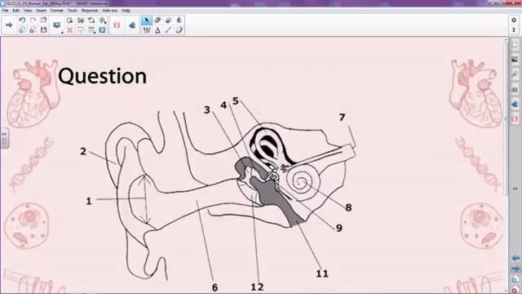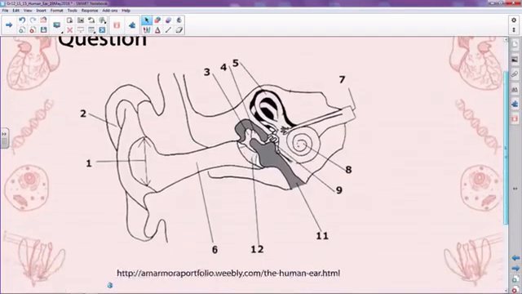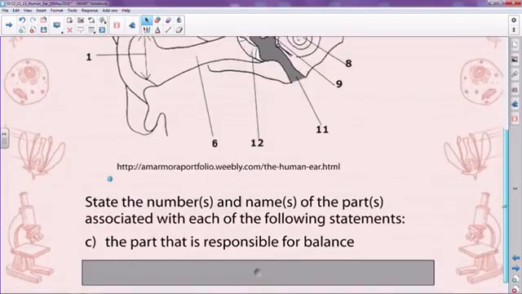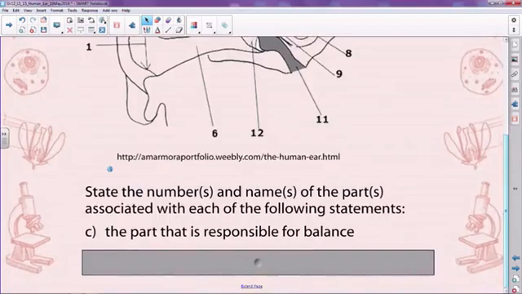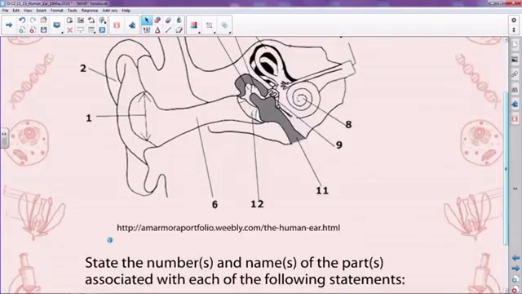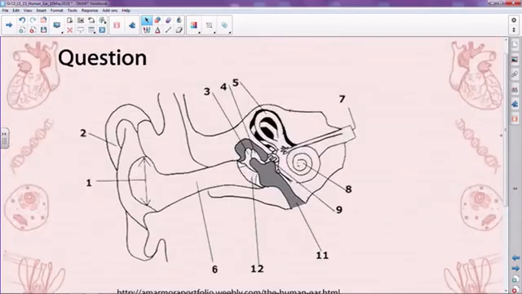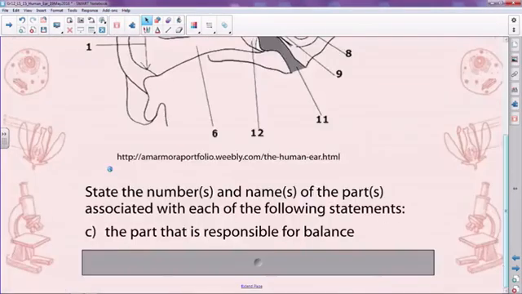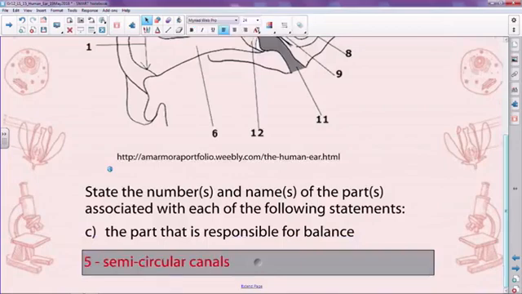Cool. Next one I've got for you. State the number, same thing. The part that is responsible for balance. Think about it carefully. Can you remember motion, everything like that? Okay, I'm giving you these very quickly. And it of course is your semicircular canals.